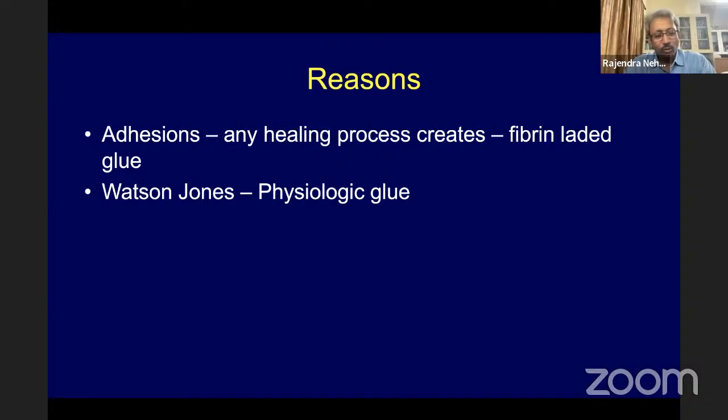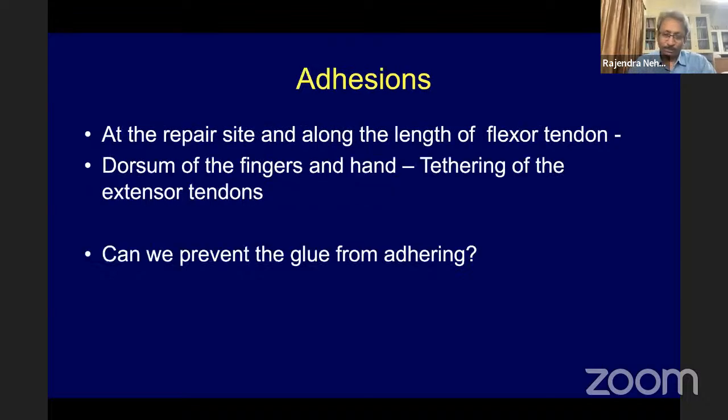But then why don't we get results? Mainly I feel it is because of the adhesions. Any healing process creates an adhesion, and it is because of the fibrin-laden glue. Watson-Jones used to call this a physiologic glue. Actually, this glue is created in the process of healing to favor healing so that the tendon should heal early. But the same glue which is created by nature for good healing becomes a problem for surgeons. And we should be able to avoid that problem.